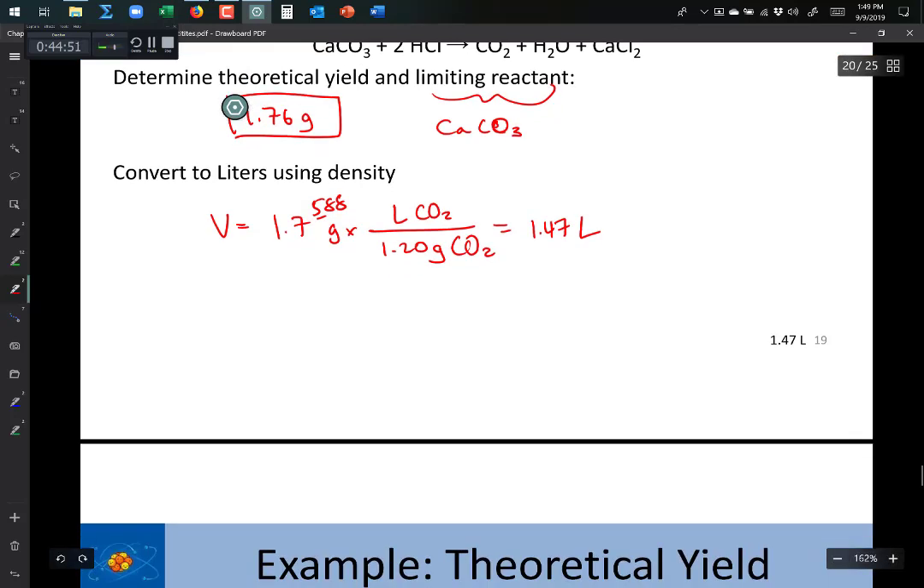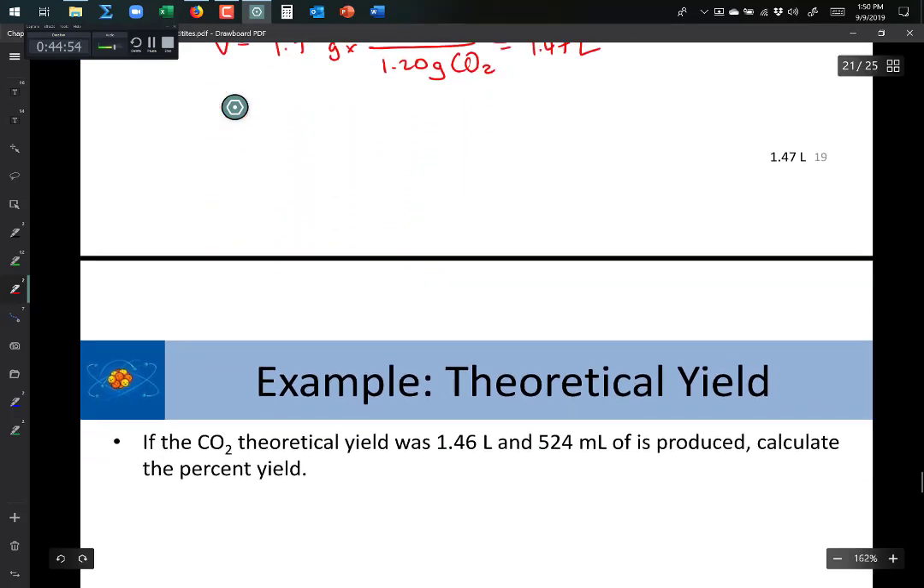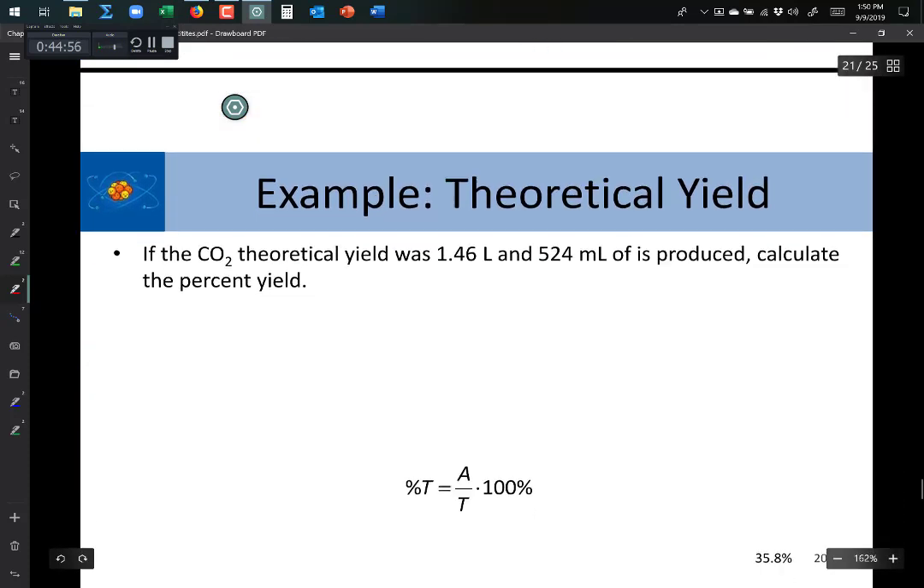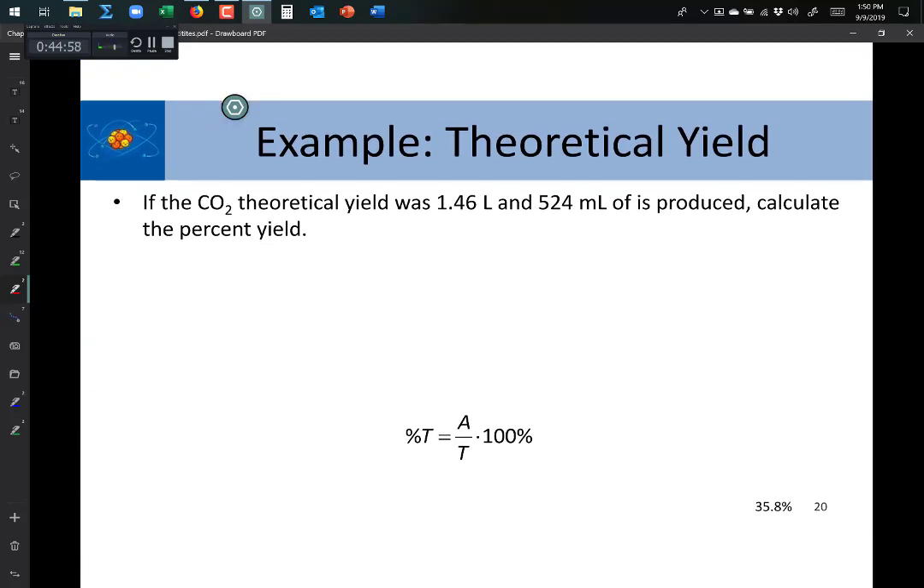Honestly, I don't know why I did this on the next slide. I just scrolled down and looked at it, and it said if the CO2 theoretical yield was 1.46 liters. It's 1.47. I spent all that time getting to 1.47. I didn't use it. I don't know why. And 524 milliliters is produced, right?